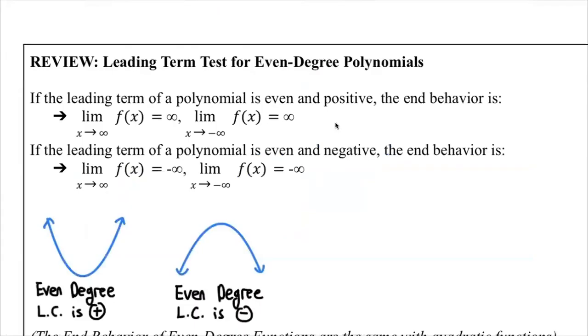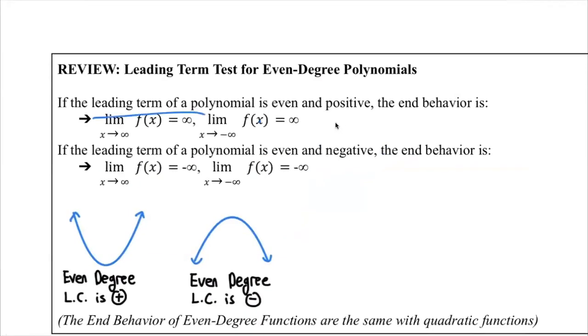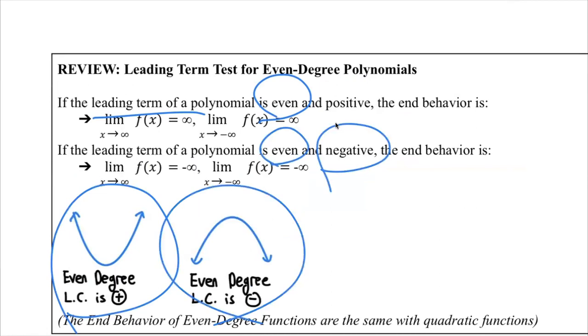Same thing for even degree functions. If the leading term of a polynomial is even and positive, the end behavior will be something like this. If the leading term is even and negative, the end behavior will be a sad face. So it'll be a smiley face if the leading term is positive, and a sad face if the leading term is negative.